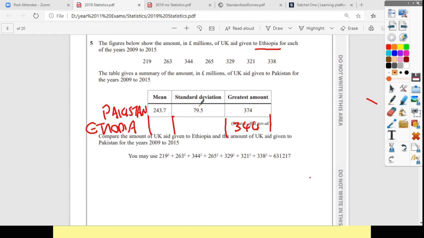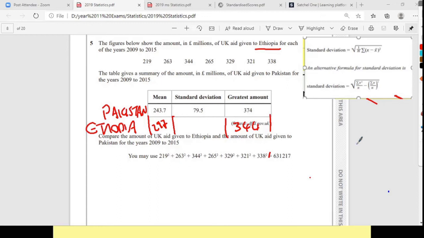Okay, the mean, so let's add them all up and then divide them by the amount of scores. So 219 plus 263 plus 344 plus 265 plus 329 plus 321 plus 338, which is 2079. I've got to divide them by 1, 2, 3, 4, 5, 6, 7. So my mean is going to be 297.